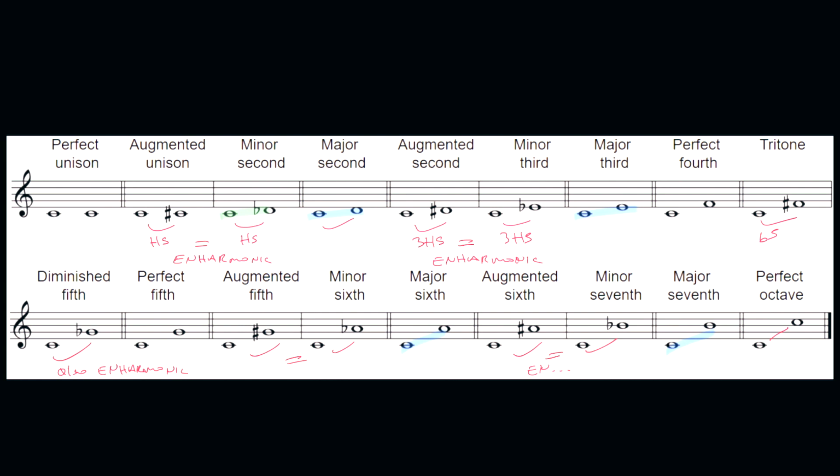D flat is minor 2nd, E flat is minor 3rd, A flat is minor 6th, and B flat is minor 7th. F, G, and C are the perfect intervals. C sharp, D sharp, G sharp, and A sharp are the augmented intervals.